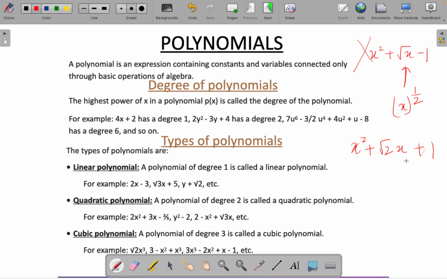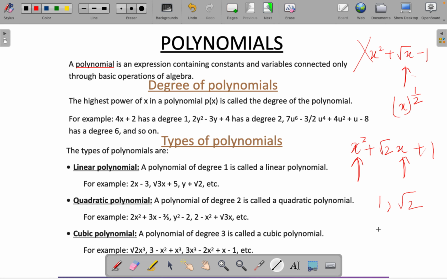Why? Because here the variables, which are the unknowns, that is x and x square, have proper powers, getting whole number powers. And obviously 1 and root 2 are the constants which are present, and there are basic operations also. So the numbers can be rational or irrational, but the variable power has to be a proper whole number. That is how you will identify a polynomial. I hope now the definition of how to identify a polynomial will become much clearer.